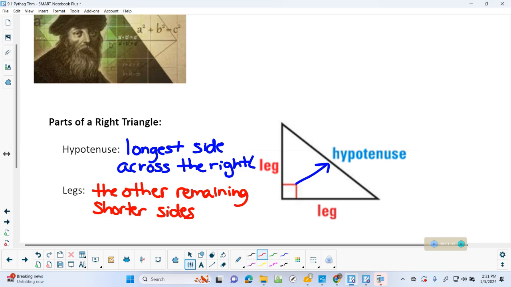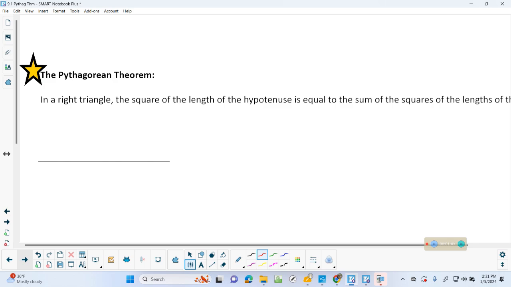Now, I have a pretty good feeling you probably know what the formula is for the Pythagorean Theorem. Anybody? Jordan's over there quick on the draw. A squared plus B squared equals C squared. So in a right triangle, the square of the length of the hypotenuse is equal to the sum of the squares of the other two legs.